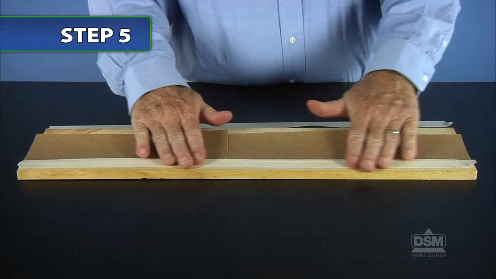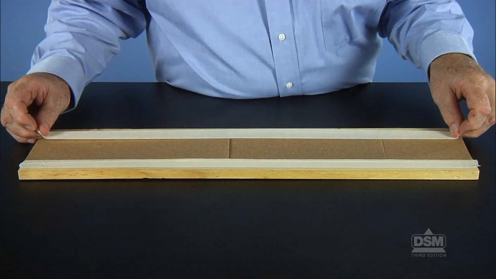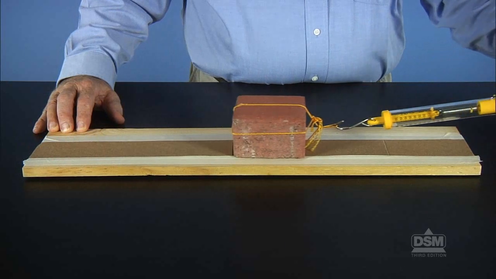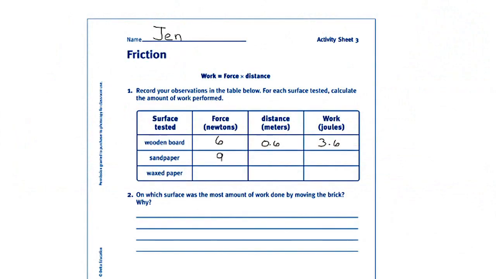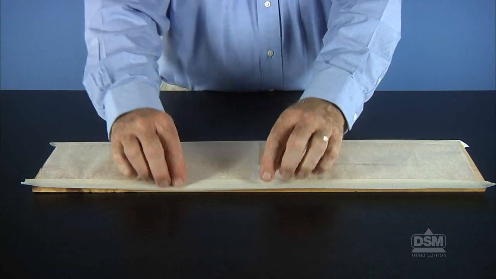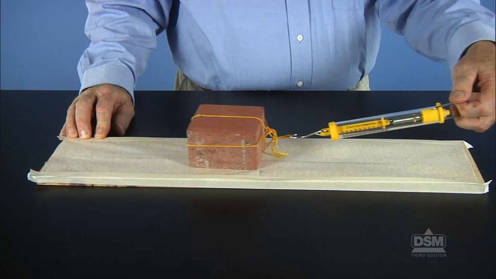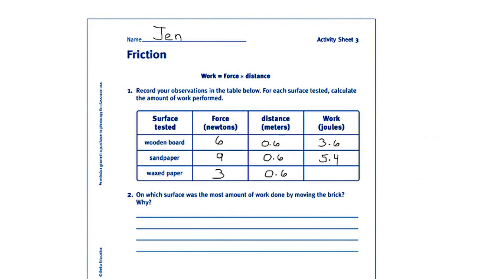Instruct students to place their sandpaper strips end to end and tape them to the board. Again, use the spring scale to pull the brick across the sandpaper the entire length of the board. Remind them to record their results on Activity Sheet 3. Finally, remove the sandpaper. Place the pieces of wax paper end to end and tape them to the board. Then repeat the procedure, dragging the brick the length of the board. Again, instruct students to record their results.